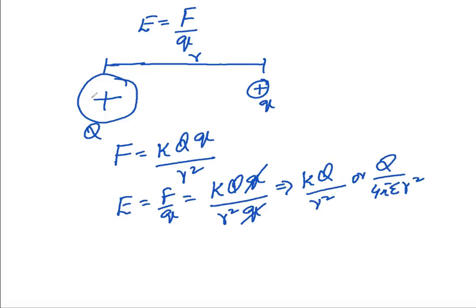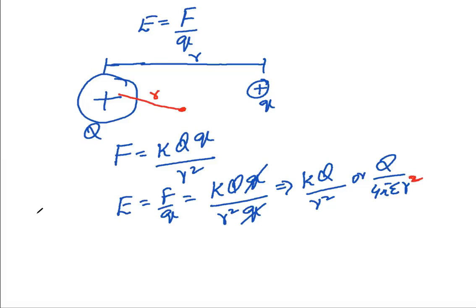So it means that if only this charge is given to you, and you want to find the electric field strength at this point, then you don't use a test charge and find the force acting on it. You only measure the distance and apply this formula. You put the value of this charge over here, 4 pi epsilon R square. So putting that value in this equation, you will get the electric field at this point.